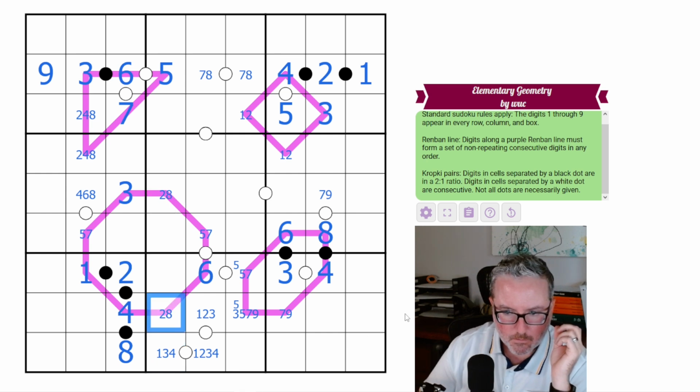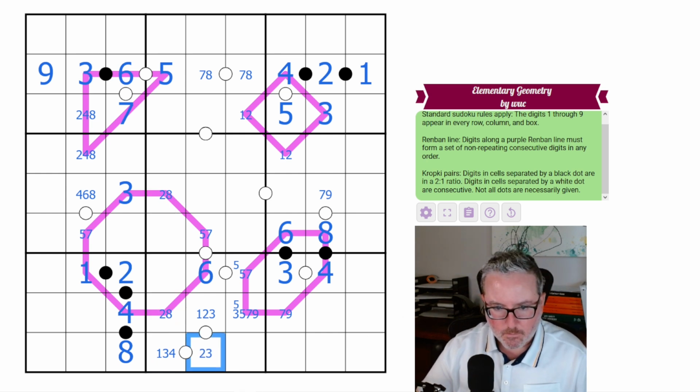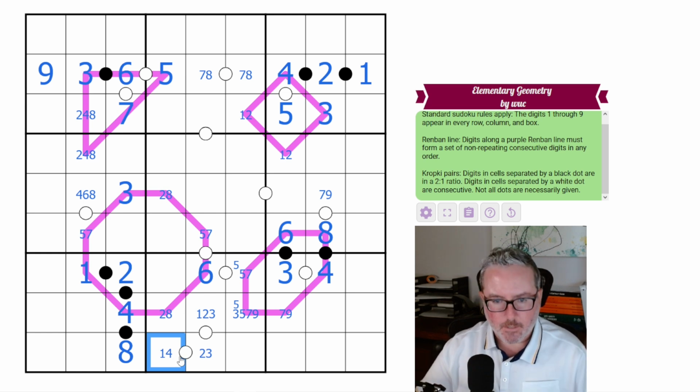That 2, 8 would also showcase that. This can't be the 1 or the 4 either. Okay, so it's either a 1, 2, 3 or a 2, 3, 4. Is that accurate? This can't be a 3. Keep paring it down as we can.